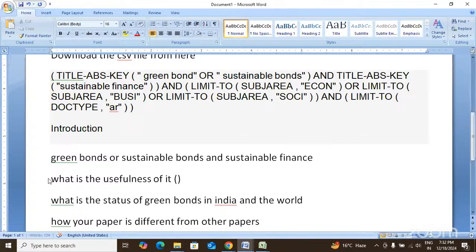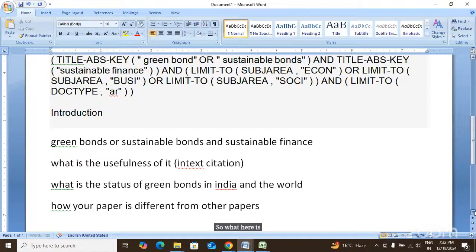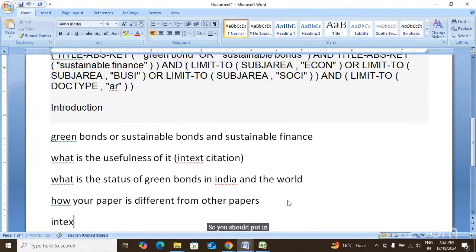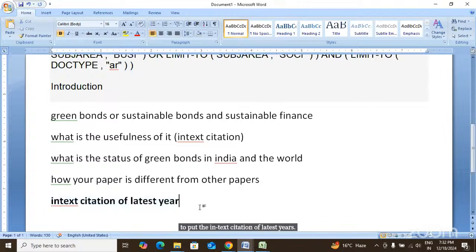Along with that, you have to put in-text citation. Look, if you want your paper to be published in an A category or B category journal, what is important here is that you should put in-text citations of the latest years. Please remember this. Let's say it is 2024 that is going on. So try to put citations from 2020 to 2024.